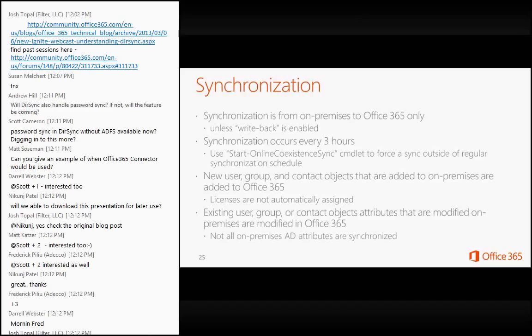So if there's a particular object that you've created straight away, and you want that to synchronize almost immediately, then you just run the start online coexistence sync, and that would sync essentially straight to Office 365. We'll look at a slide as to exactly how that works in the background. It would need to take some information from Active Directory, load that into the local database, and then synchronize that to Office 365. So there will still be a small delay, and that depends obviously on the number of changes that you've made inside Active Directory as well.